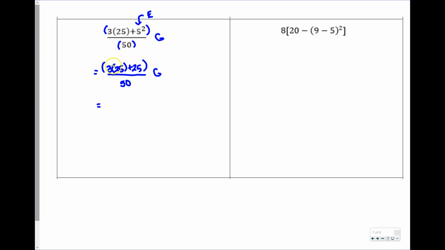I've still got a group inside here. So within my group, I see I've got multiplication. So 3 times 25 is 75, and then bring the plus down. Keep those parentheses. I've still got a group. 75 plus 25 gives me 100 on top. Divided by 50 gives me an answer of 2.